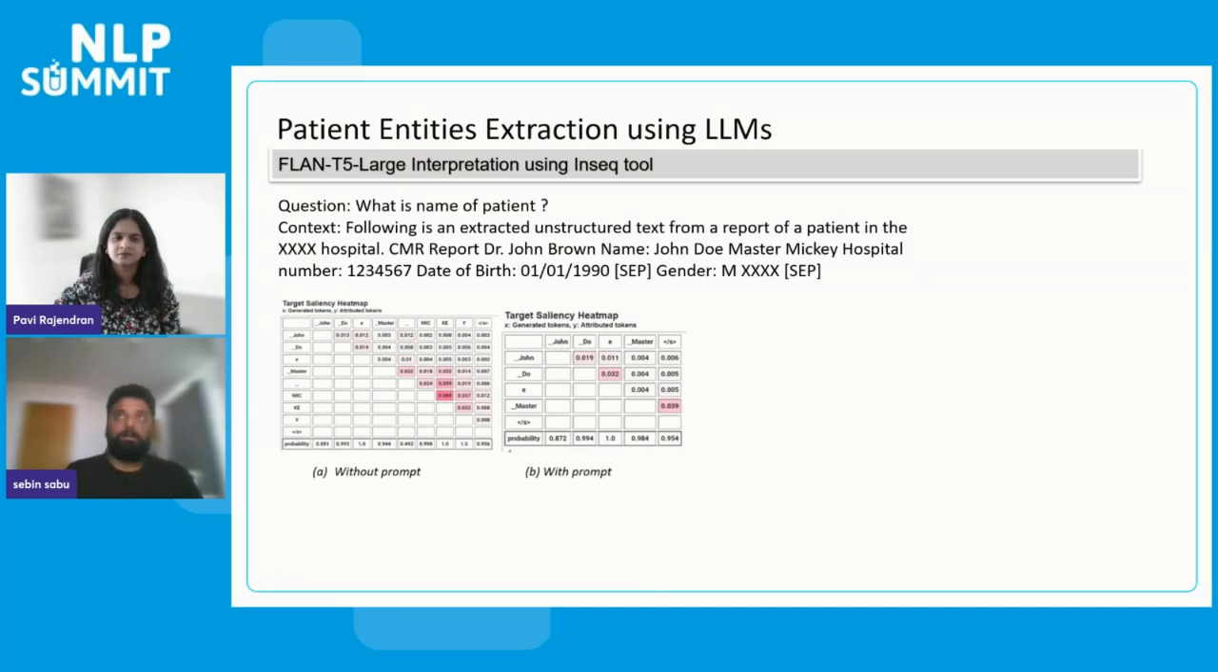One example: we can see from this chunk of unstructured text that there are names, the name of the clinician, the patient name, and the hospital name. Unless we provide a context that this is unstructured text from a report of a patient in the hospital, the model is not getting the proper context about which name it should prioritize. So I think this is a really good finding, which shows the importance of providing the context. We did this study on Flan-T5 large.